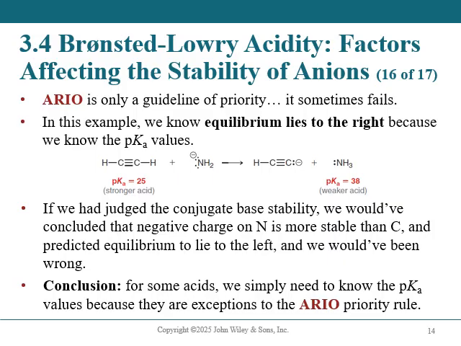So what I want you to take away from this is that for some acids, we simply need to know the pKa values because there are exceptions to the ARIO priority rule. This is going to become a lot easier and more clear as you practice. So my advice at this point is to start practicing and start looking at these molecules, start looking at pKa values, start practicing that ARIO so that you can get a good sense of what are stronger and weaker species.